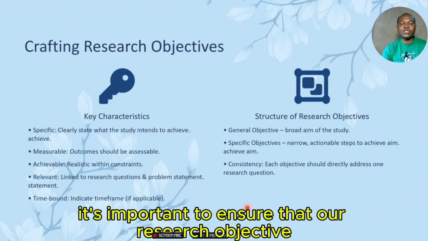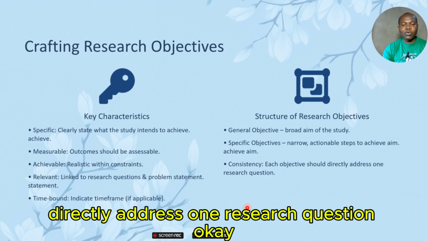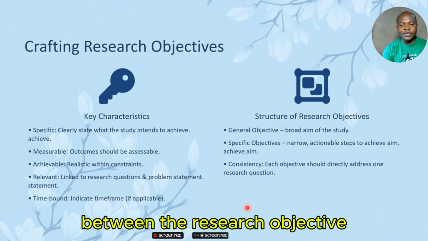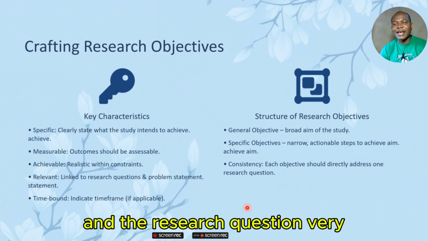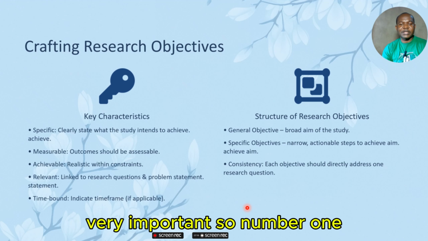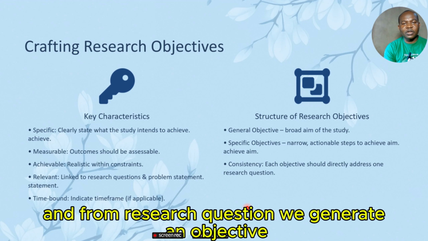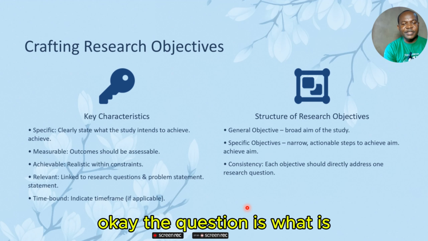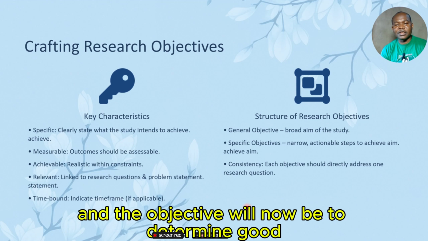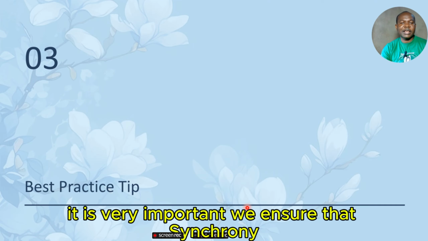Now, it's important to ensure that our research objective directly addresses one research question. There must be synchrony between the research objective and the research question. Very, very important. So, number one, we want to come up with a research question. And from the research question, we generate an objective. The question is, what is? And the objective will now be to determine. Good. It is very important we ensure that synchrony.